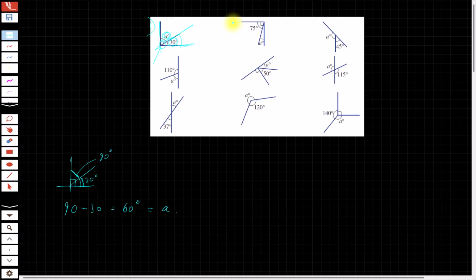Okay, let's do this one here, number 2. We've got a line there, we know it's 90 between those two lines, and we've got another line here. We know this one here is 75, but we don't know A. So A equals 90, take away 75, equals 15 degrees.